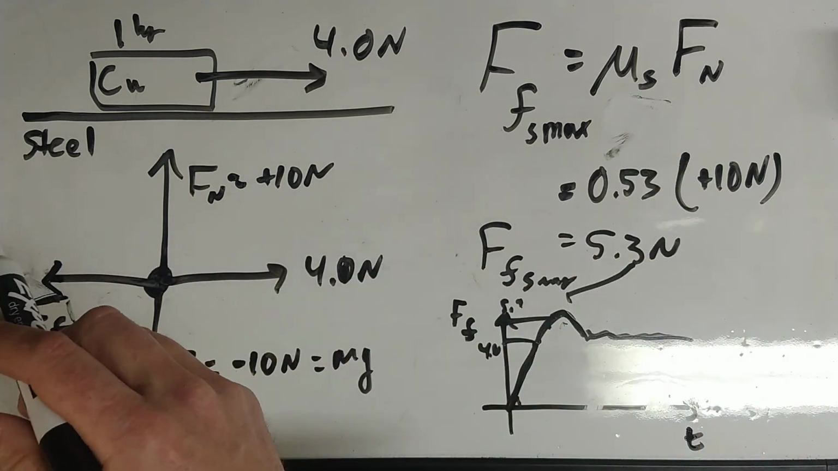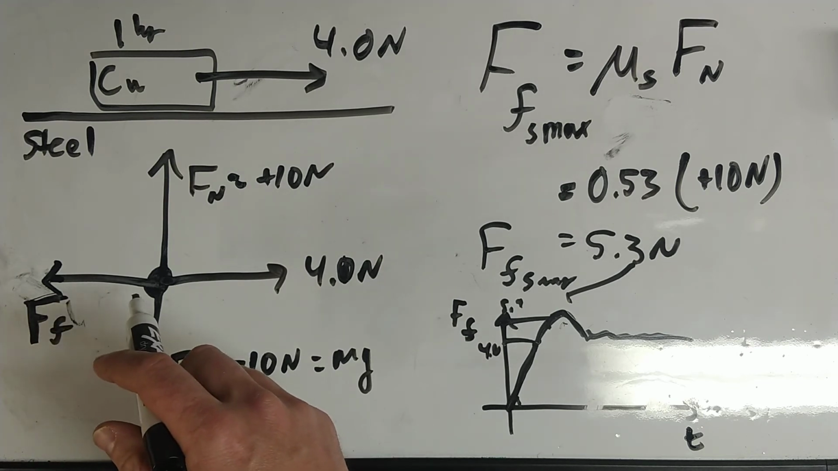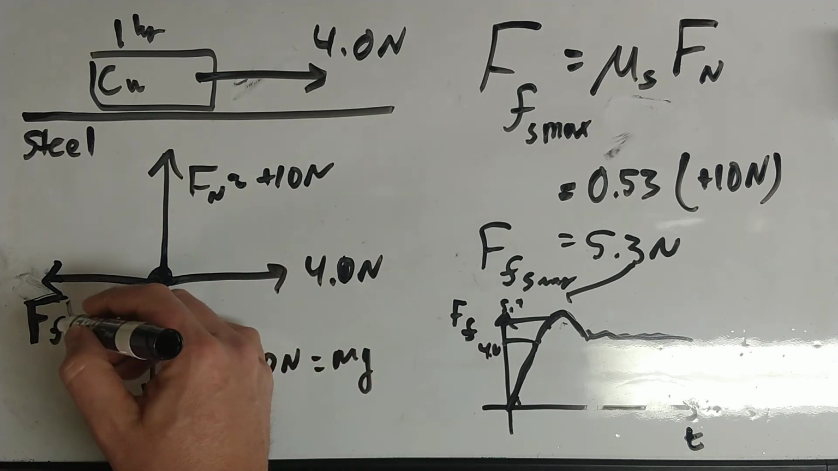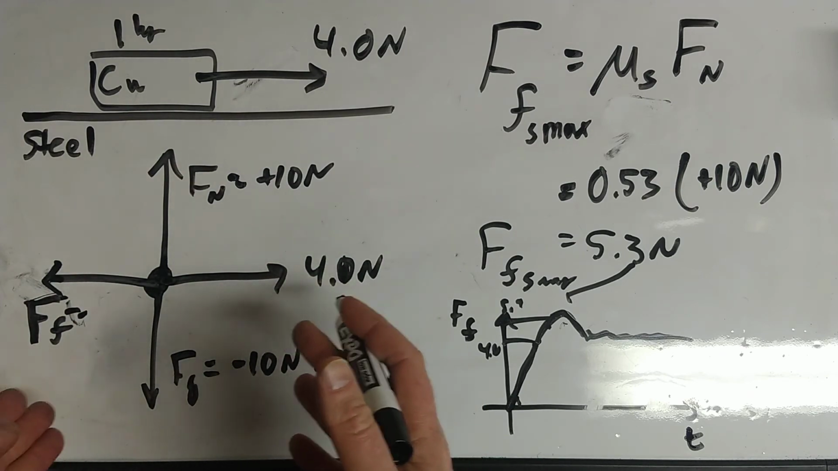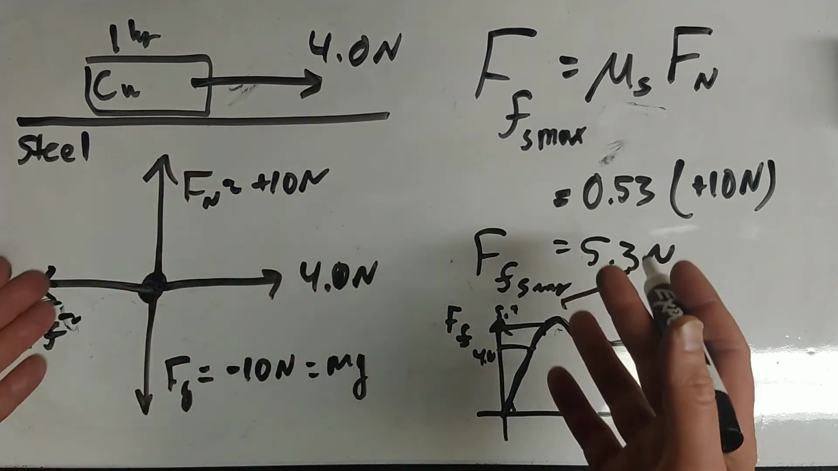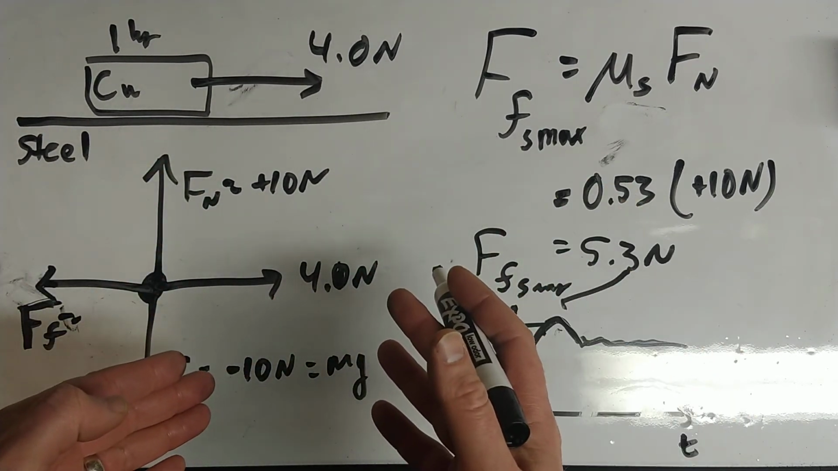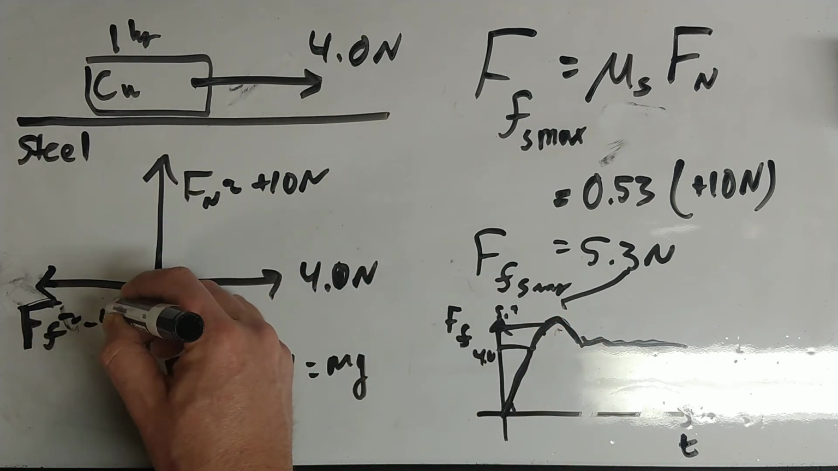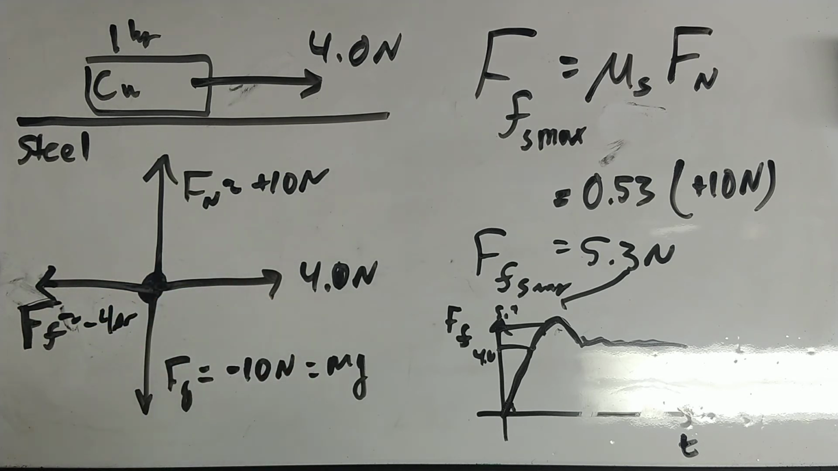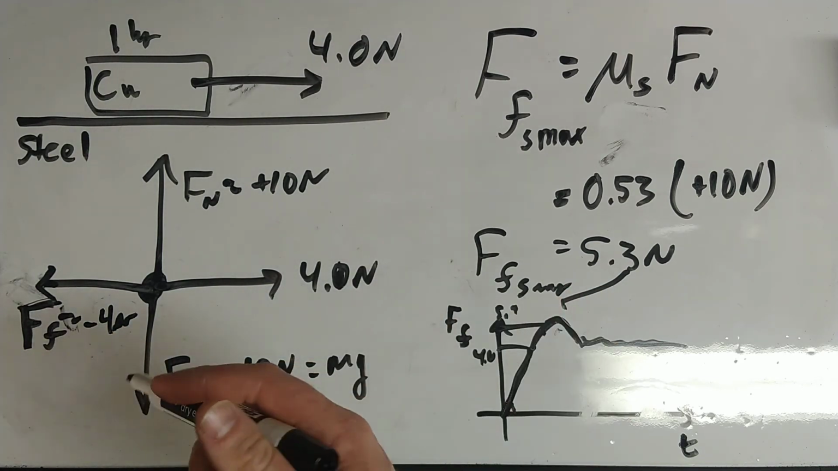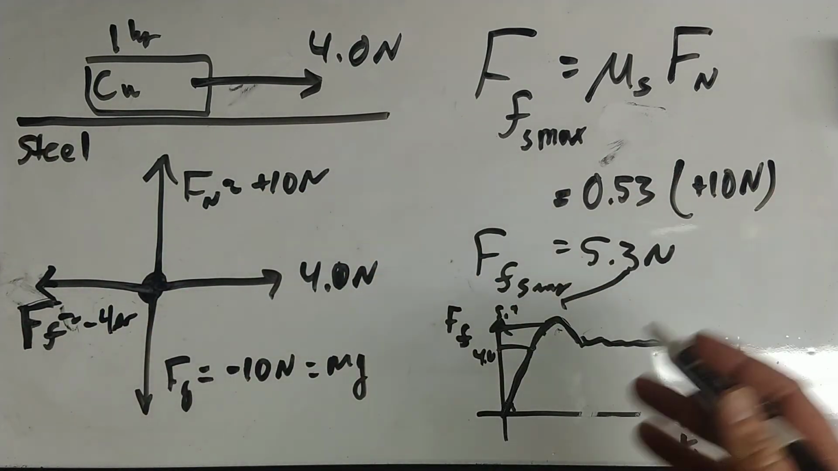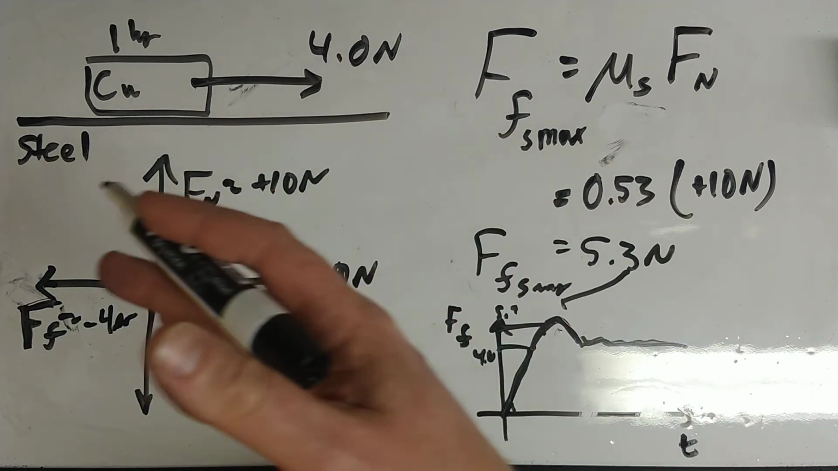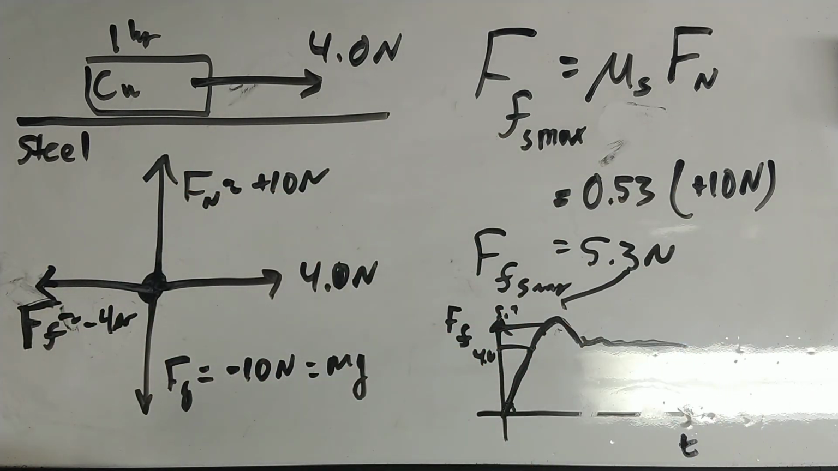The actual force of friction that acts on the block will be simply equal to whatever's applied, because if it hasn't started moving yet, all the forces must be balanced. So 4 newtons to the right, 4 newtons to the left, negative 4.0 newtons to the left. So that's the answer to part C. The force of friction has to be negative 4.0 newtons because no matter what, it's not moving. The force of friction must be equal to the applied force.